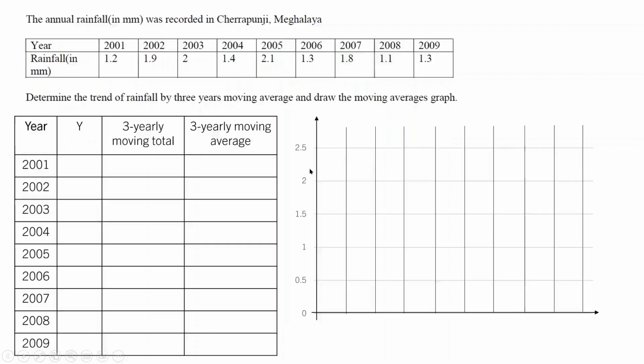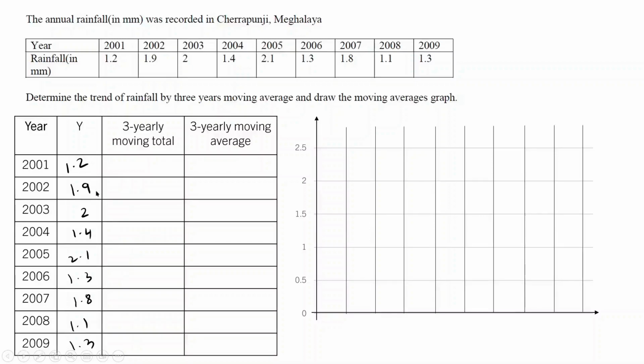So let us draw a table like this first. We have year, and then Y is the data on rainfall, and then the next column is 3-year moving total, and the next column is 3-yearly moving average. So the data for various years are 1.2, 1.9, 2, 1.4, 2.1, 1.3, 1.8, 1.1 and 1.3. So first let us find the 3-year moving total.